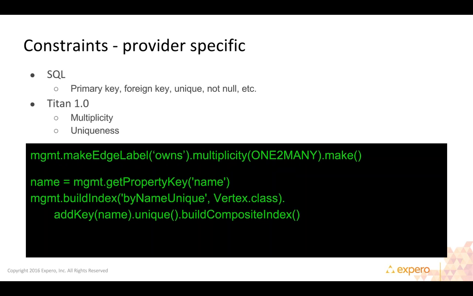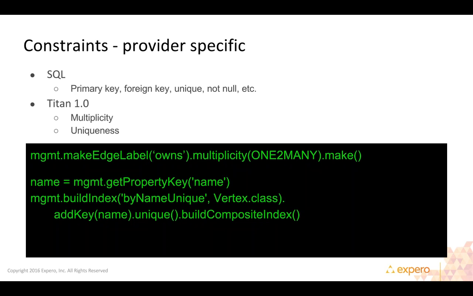So constraints, what I mean, in the SQL world, we have primary key. You can say something's a foreign key, it's unique, non-null. There's various constraints that the different SQL providers allow you to use. On the Titan side, again, this is vendor specific. You can do things like define the multiplicity of a particular edge. And so you could say this owns edge is a one-to-many versus say a many-to-many.